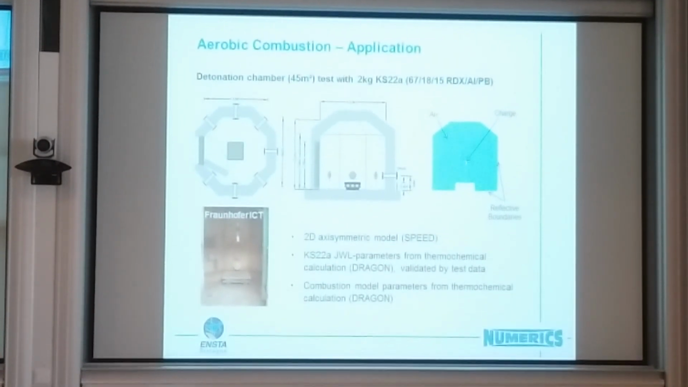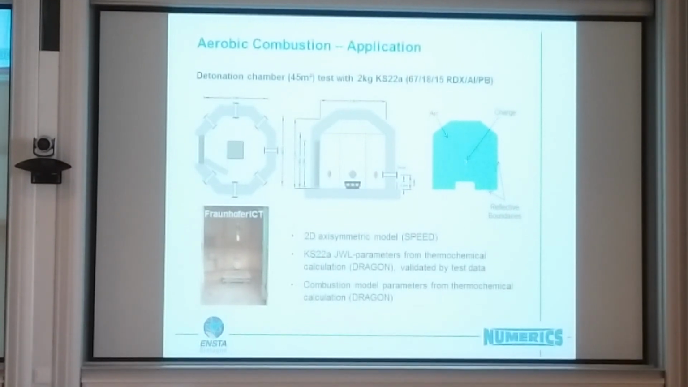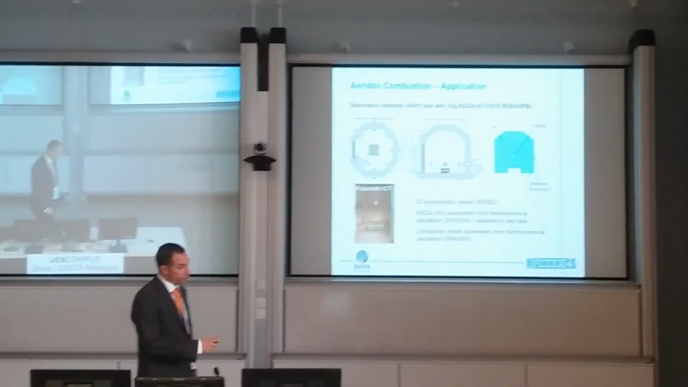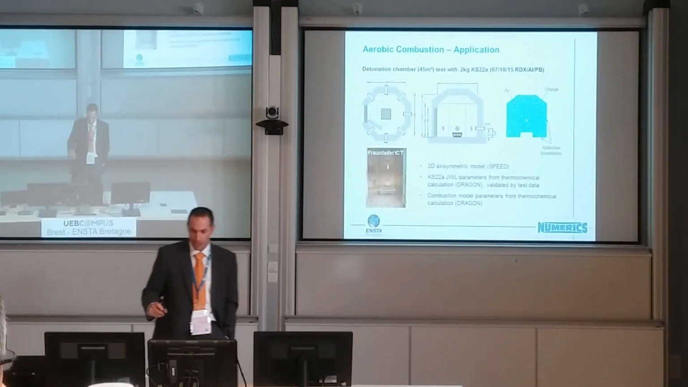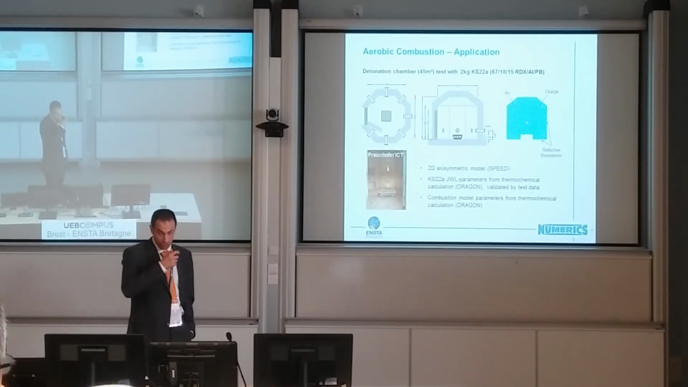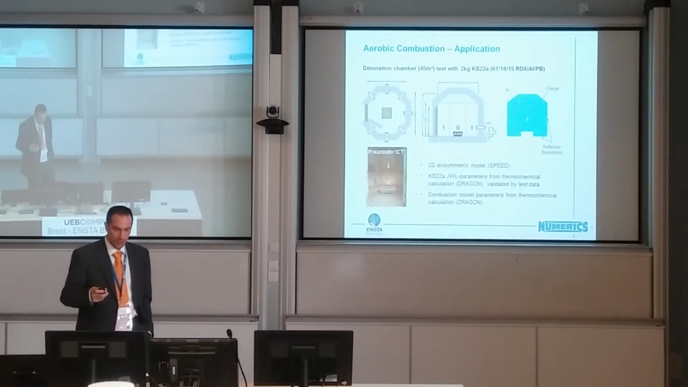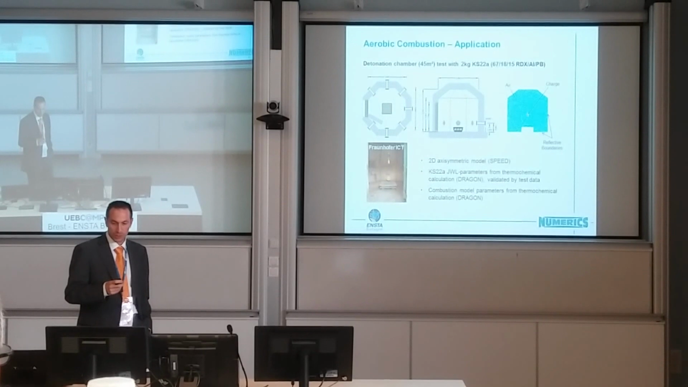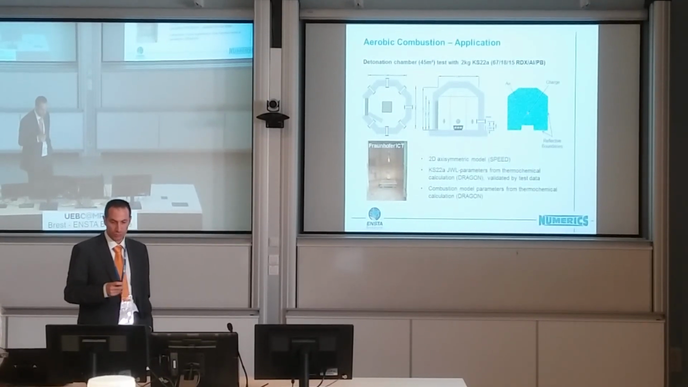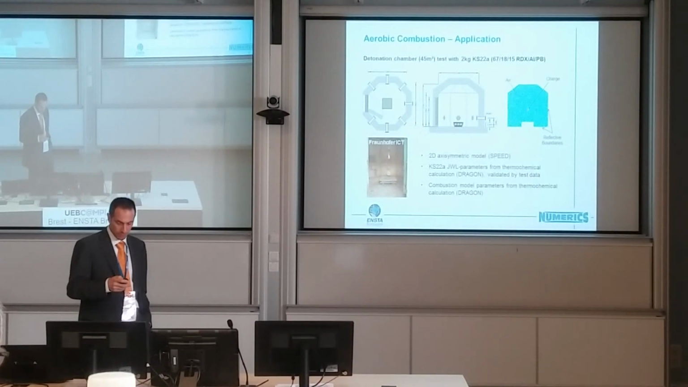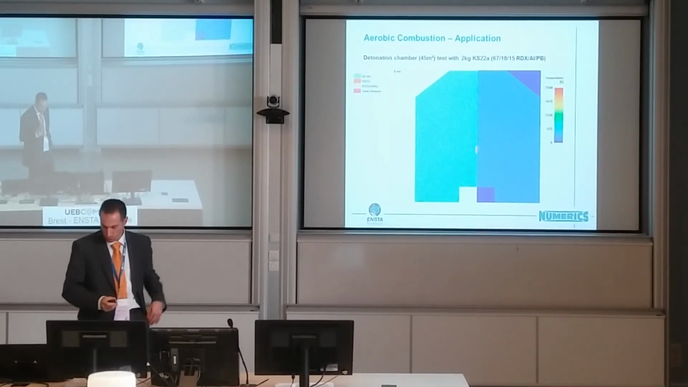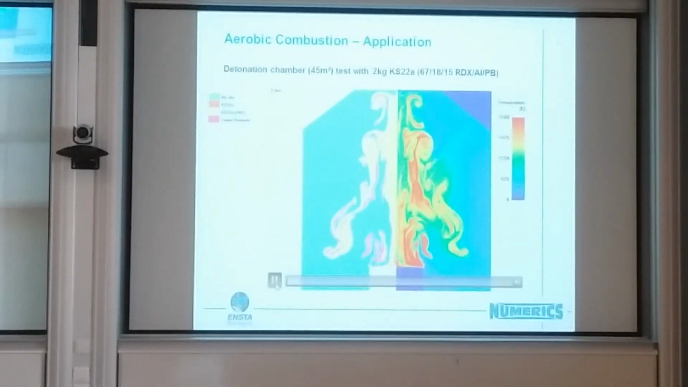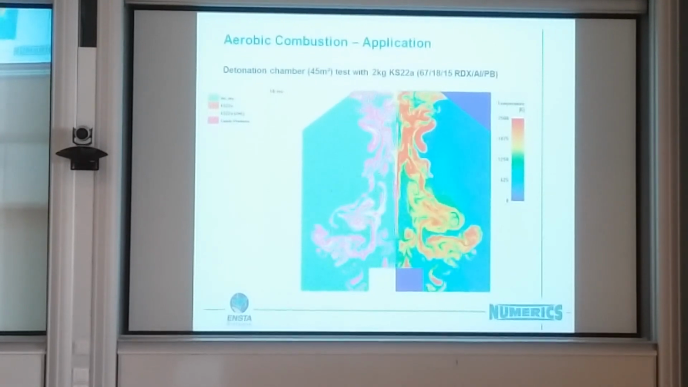We took our KS22A JWL parameters, which were calculated from Dragon again and verified by multiple test data, and the combustion model parameters also taken from thermochemical calculations. So what is the additional energy we can get out of the combustion products or out of this reaction? And the simulated thing. And we see the yellow, that's the detonation product.